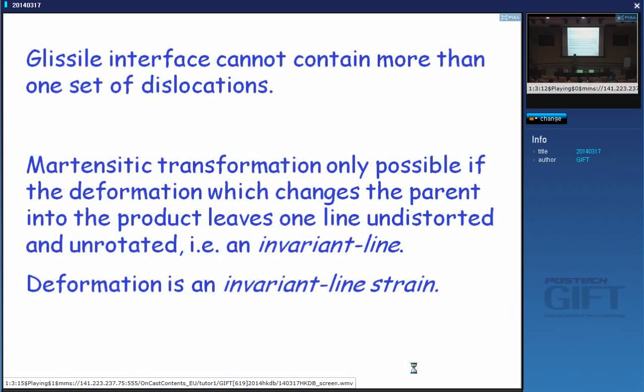Of course, it can be a deformation which leaves more than one line undistorted and unrotated. So if you have two lines like that, then that's an invariant plane, and that would be an invariant plane strain. But the minimum condition is that the transformation from the parent to product happens by a deformation which is an invariant line strain. If you cannot find such a deformation to change plutonium from FCC to monoclinic, it's not possible to get martensitic transformation.